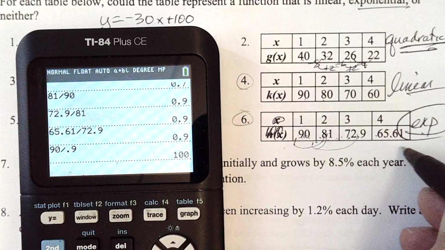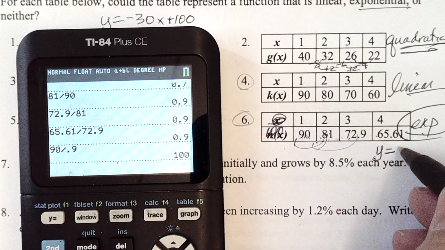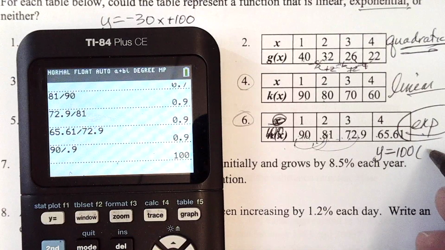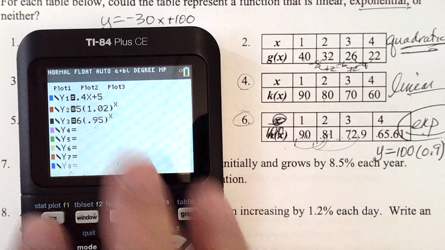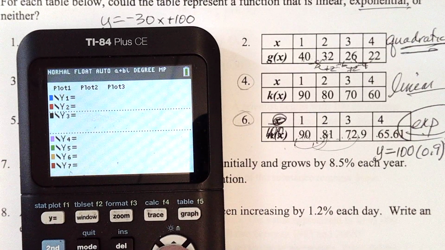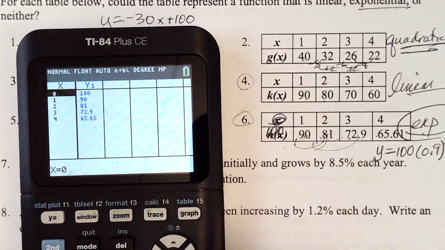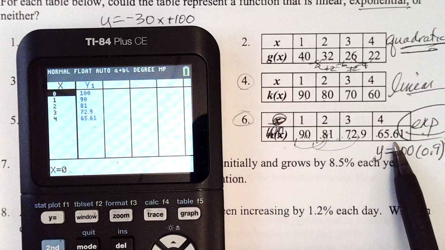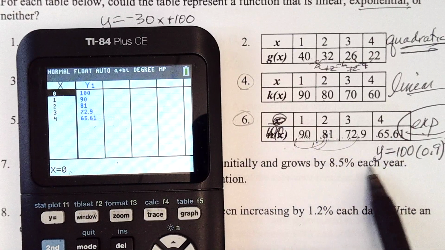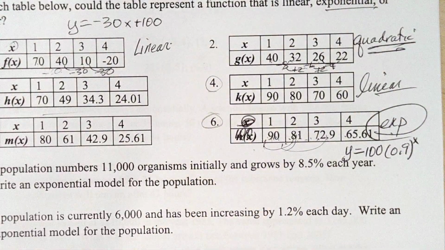So the model for this would be y equals starting amount, the y-intercept was 100, times 0.9 to the x. And if I type that in, 100 times 0.9 to the x, and go to the table and put in 0, 1, 2, 3, 4, you can see I get exactly the numbers that are on the table. So here's the model, and we figured out not only that it's exponential, but we came up with a model.